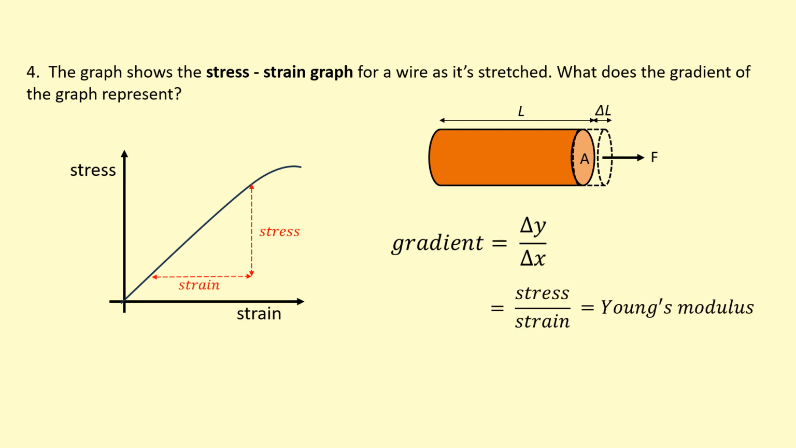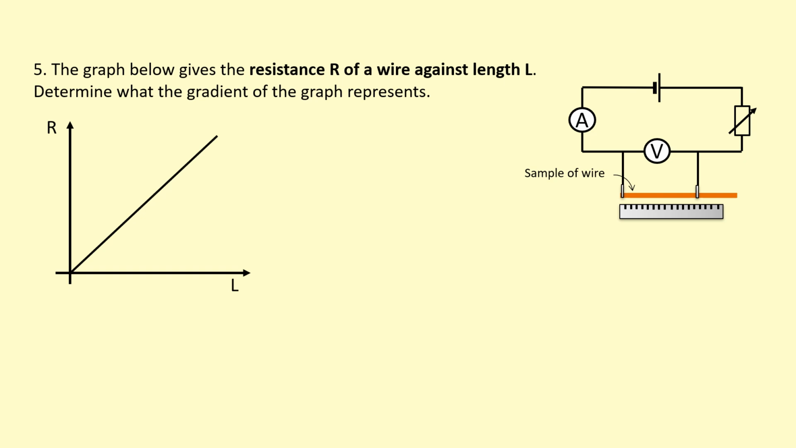The graph below gives the resistance of a wire against length. Determine what the gradient represents. I could do change in resistance over change in length, but if you look through equations, you're not going to really find an equation for that. So we're going to try a different approach. We're going to go through the equations, and under the electricity topic you find this equation here. We've got resistance and it's got length as well, but it's also got resistivity and area.